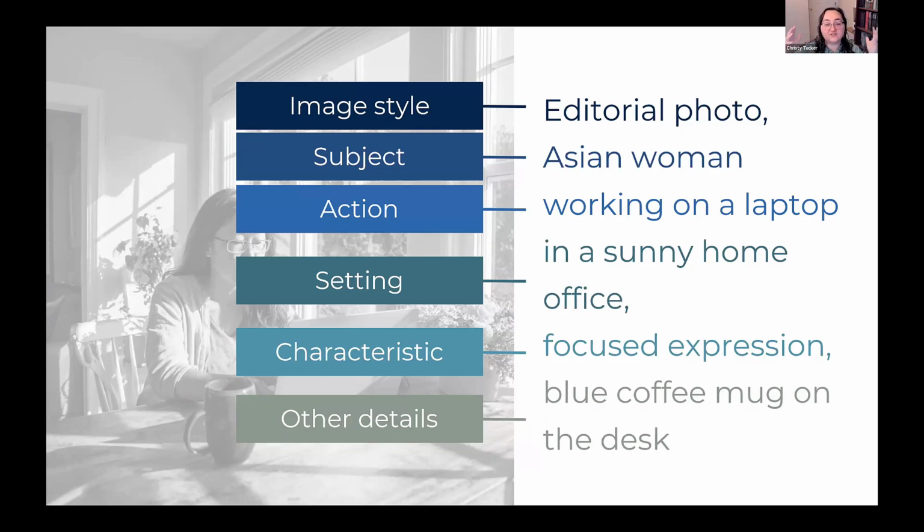Right? So editorial photo tends to be a realistic but journalistic photo. The subject, I have the word Asian woman. The action that she's doing, working on a laptop. If you don't have some sort of action, you tend to get more of that smiling, looking directly at the camera, which tends to not be what I want. The setting I had here, in a sunny home office, the fact that I said sunny also affects the lighting of it.